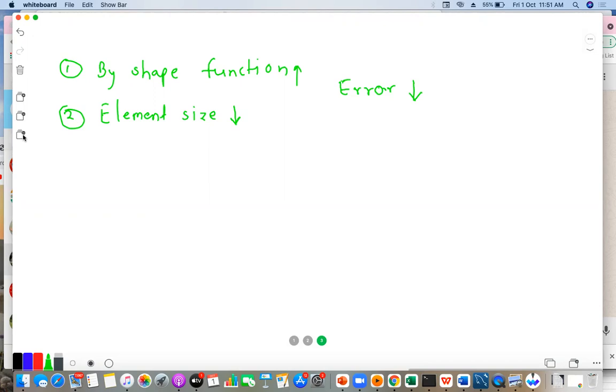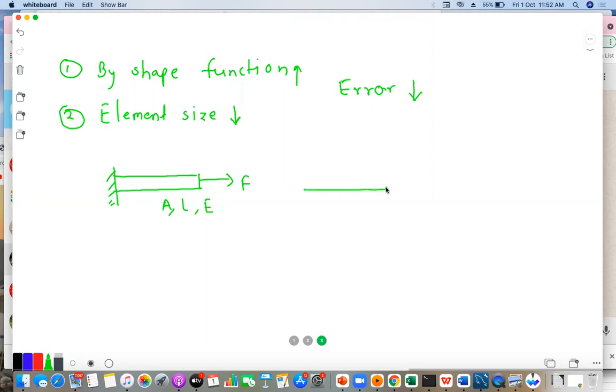Now, let us say this is our simple rod element, and I have applied a force F here. It has area A, length L, and Young's modulus E. So this is a simple rod, and I have applied force. Now I can assume it to be a 1D element.